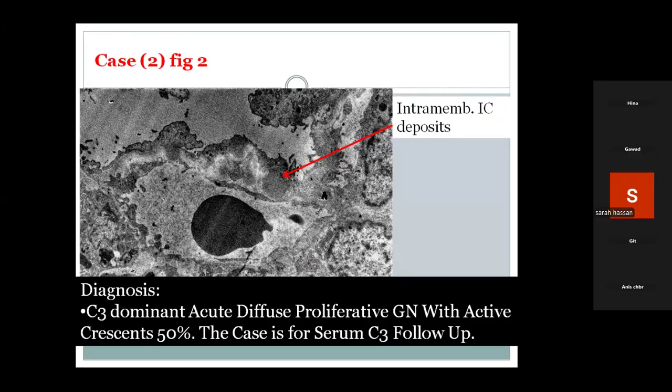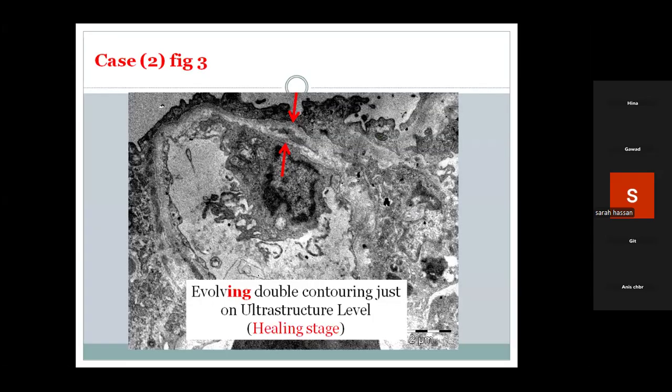In this case, follow-up of the serum C3 level is recommended to exclude the possibility of atypical post-infectious or C3 GN if the course of the disease prolongs. And this will be discussed later with the pathogenesis of C3 GN. Under electron microscope of this case, we have seen early evolving double contouring, but just on the ultrastructural level, not on the light microscopic level. So it's not to the extent to say that that's an MPGN.